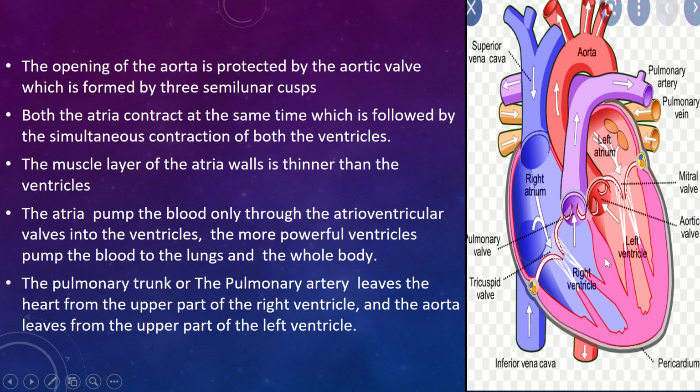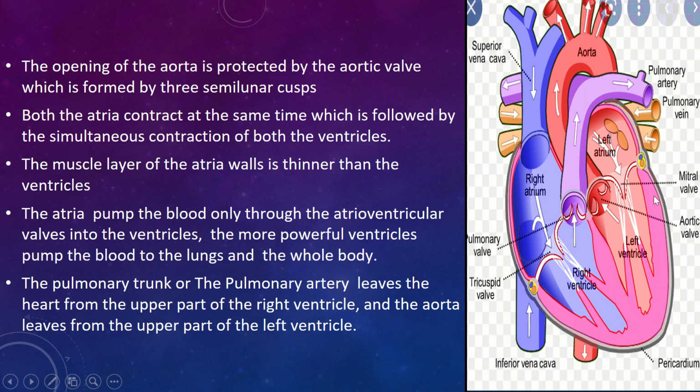Because of this structure, the aorta wants to pump blood to all the parts of the body, and the more powerful ventricles also have to transfer the deoxygenated blood to the lungs, because it is against gravity. Here the blood flows with gravity from the atrium to the ventricles, but from the ventricles to the aorta and the pulmonary artery, it is flowing against gravity. So much power is needed in the ventricles.